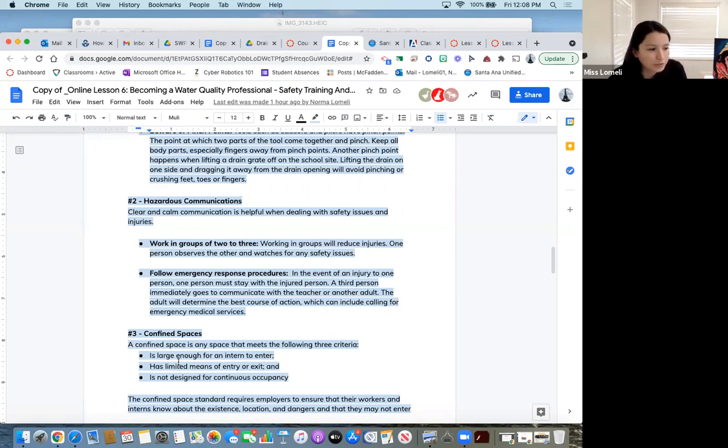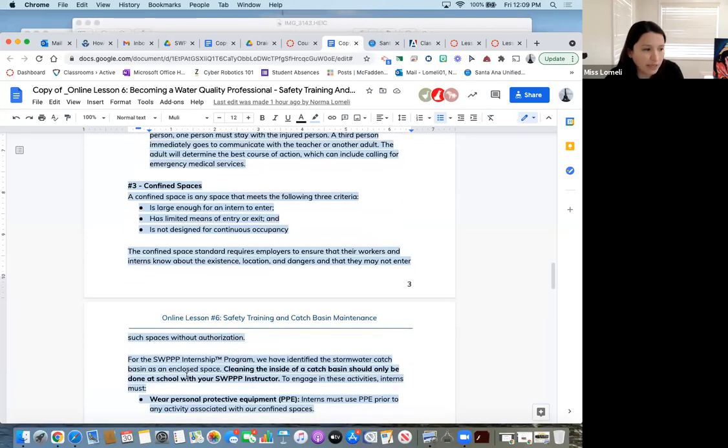Follow emergency response procedures. In the event of injury, one person must stay with the injured person. A third person immediately goes to communicate with the teacher or other adult. The adult will determine the best course of action, which can include calling for emergency medical services. If you go in pairs, fantastic. And if there's not a third person, you have your cell phone, you can call, or if you're injured, the other person can call. So just make sure that you are going with someone else. Don't go alone, please.